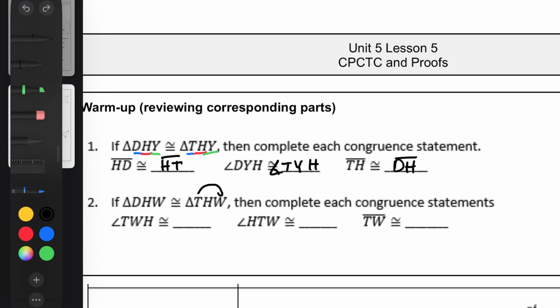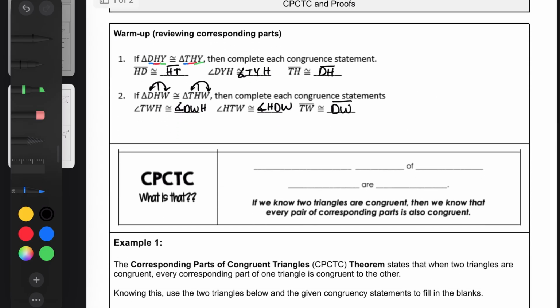Angle TWH is going to be congruent to angle DWH. You can see how I drew those arrows to help me think that out. I have angle HTW, so HT and then W, it's going to go HD and W. It follows the same order, angle HDW. And then we have segment TW is congruent to segment DW. Those would be the congruent statements.